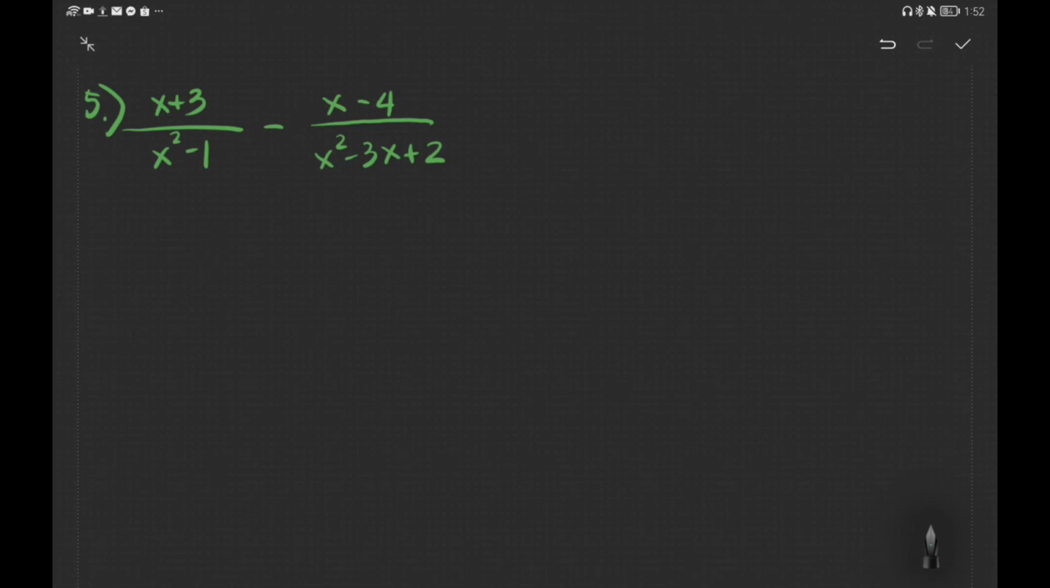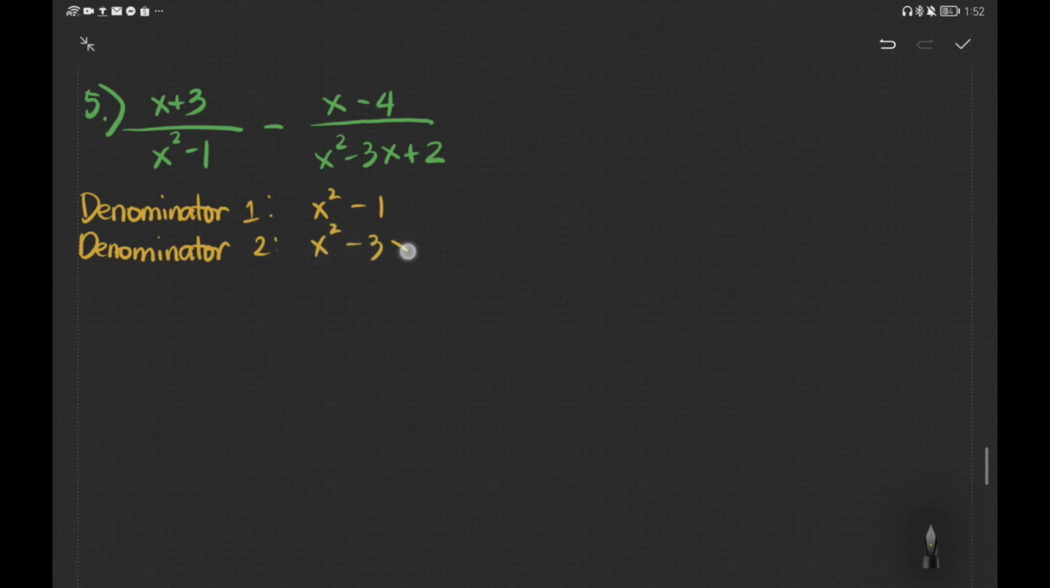We have here x plus 3 over x squared minus 1, minus x minus 4 over x squared minus 3x plus 2. Now let's identify the denominators first before we factor them. Denominator 1, let me change the stroke because it is not clear. Denominator 1, we have x squared minus 1. Denominator 2, we have x squared minus 3x plus 2.